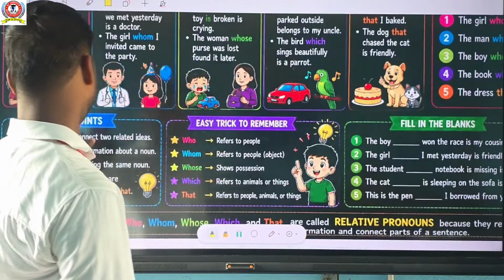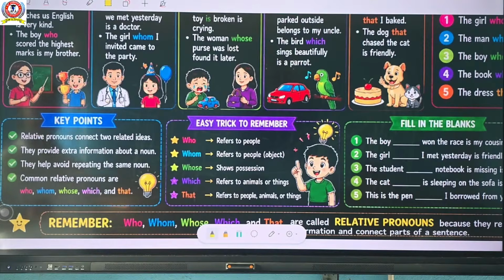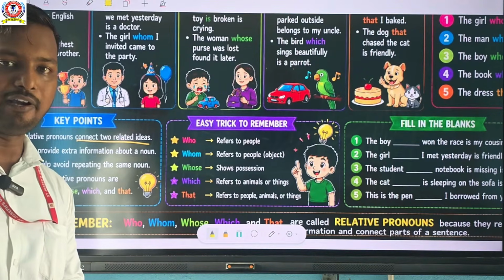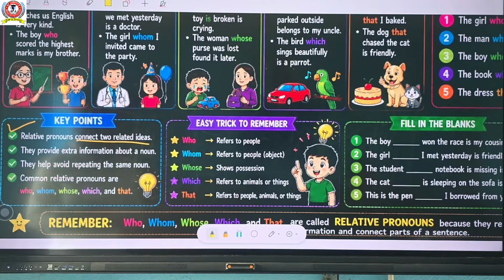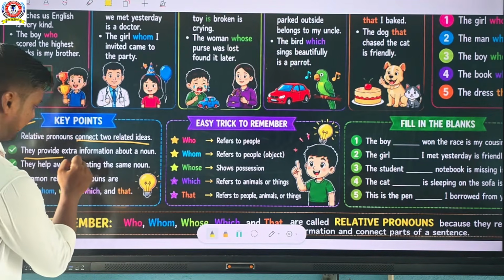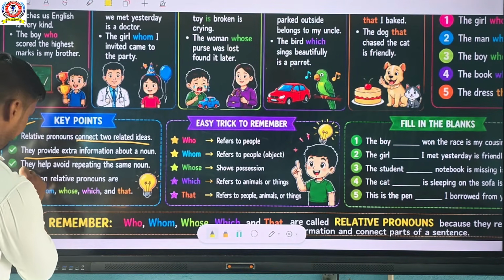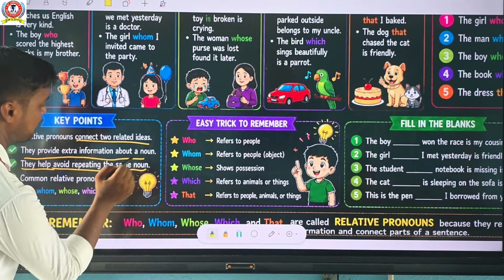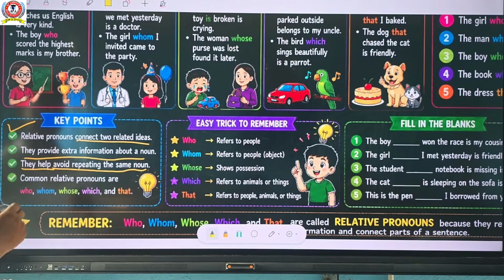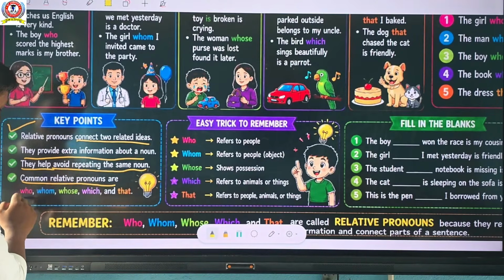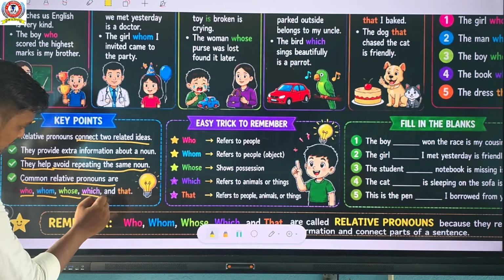So first we have to know key points about relative pronouns. The first one is that a relative pronoun connects two related ideas. They provide extra information about a noun, and they help to avoid repetition of the same noun. Common relative pronouns are who, whom, whose, which, and that.